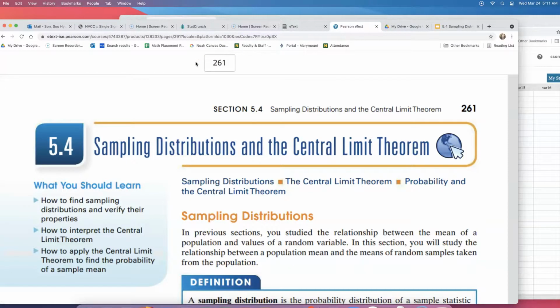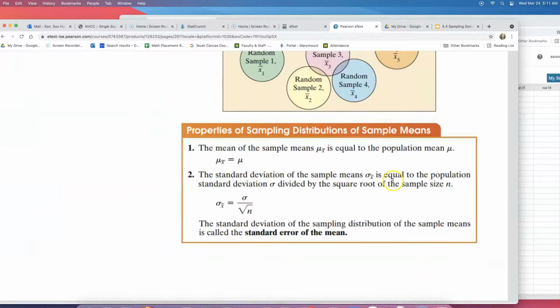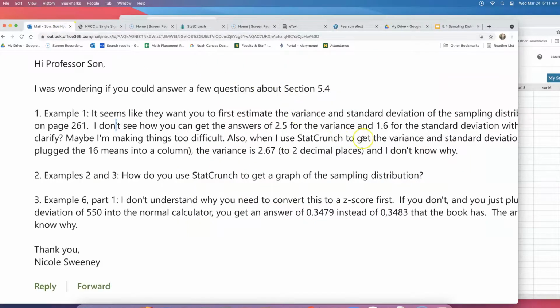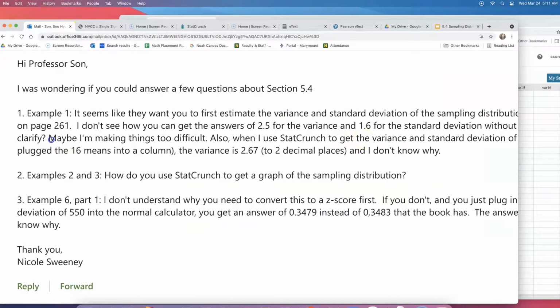You're wondering, okay, there's a formula, but there's this formula right here, but how would you get the answer without using the formula? And I love what you said. You said, maybe I'm making things too difficult. Maybe you were, but hey, that's okay. You were thinking about the why behind it, like why is that true? So I'm so glad you asked me that question.